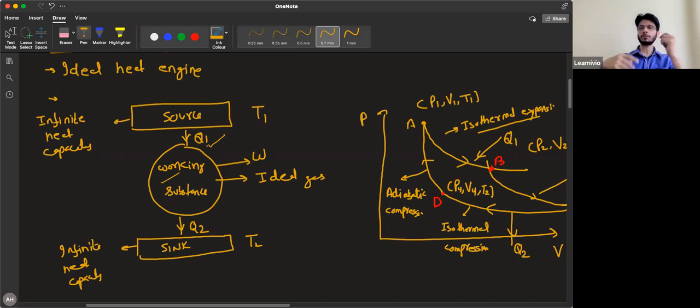That is the second law of thermodynamics. The second law of thermodynamics says the efficiency of an engine can never be 100%. It cannot convert 100% of heat into work.